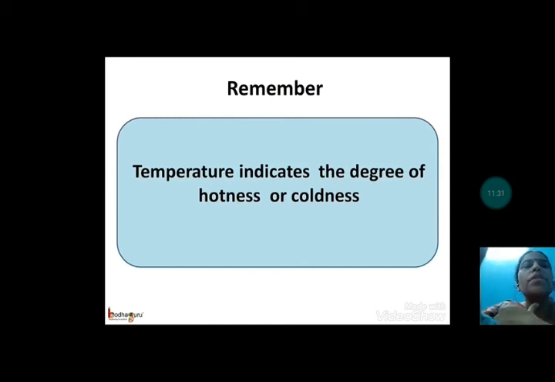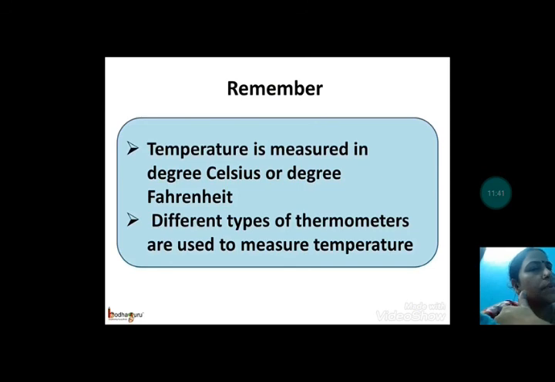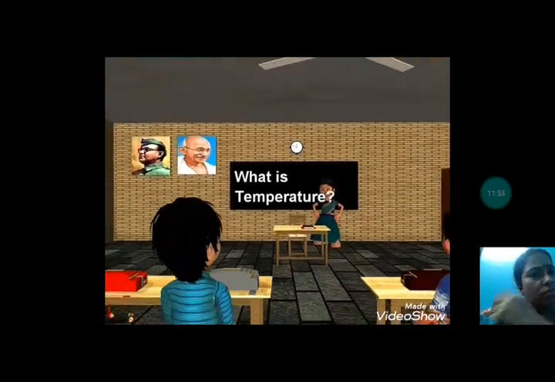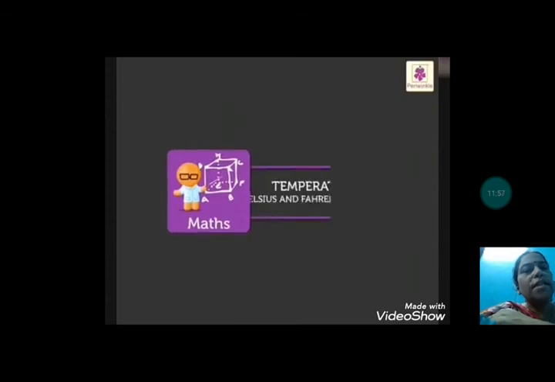Now what we should remember, what we have learned. So we have learned that temperature indicates the degree of hotness or coldness. That is, the quantity of hotness or coldness is called temperature, and temperature is measured in degrees Celsius or in degree Fahrenheit. So we have read about different types of thermometers to measure temperature. So it is clear what temperature is.